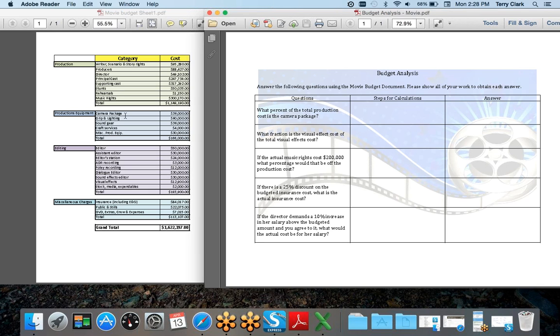Okay, is that production cost? Is that total production equipment or cost? What percent of the total production cost is the camera package? I see the camera package at 36,000. That needs to be changed because I think that's going to be production equipment and not total production. Yeah, I think that needs to be total production equipment. That got moved around, but it's not where it should be.